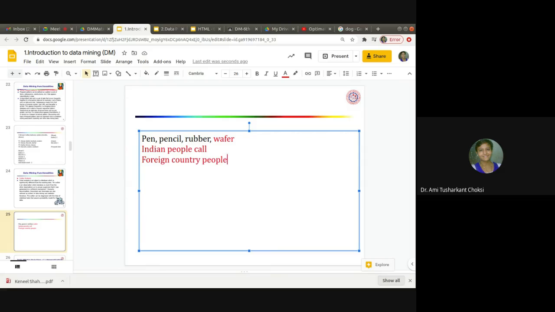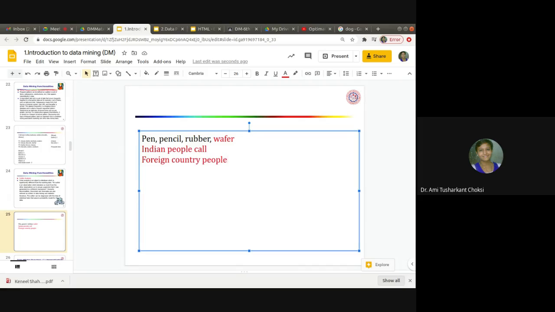So that is being captured, or you can say that is a different characteristic. Maybe it can be fraud, that is, my phone is being hacked by some other people and they are using it to call foreign country people.